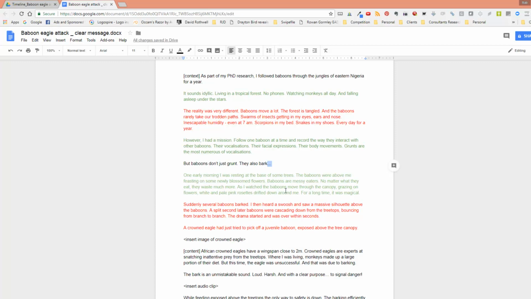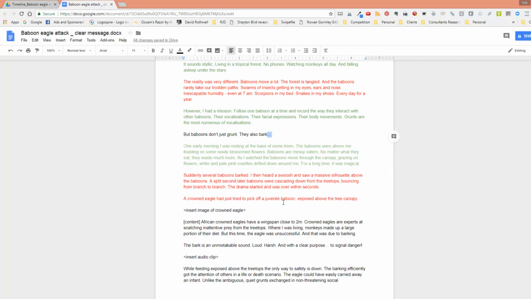So one morning he was resting at the base of some trees. So he was saying for a long time it was magical. Suddenly several baboons barked. I heard a swoosh and saw a massive silhouette above the baboons. So my feeling when I read this was, this paragraph here was great up until here. And then he said the drama started and was over within seconds.